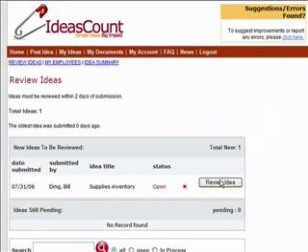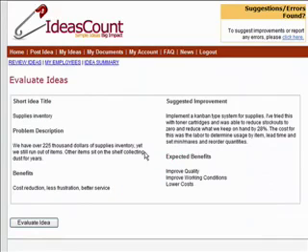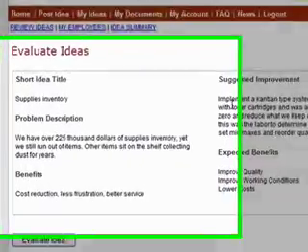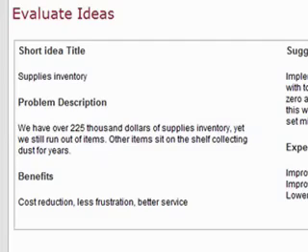Let's take a look at the idea by clicking on the Review Idea button. This is the idea as it was submitted. The problem description should outline the root cause of the issue, and it should have sufficient data to show a real understanding of the situation. Data and tests are helpful in clarifying the problem's scope and impact.